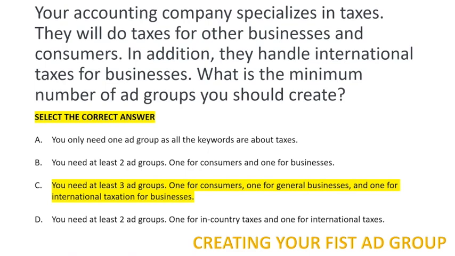Your accounting company specializes in taxes. They will do taxes for other businesses and consumers. In addition, they handle international taxes for businesses. What is the minimum number of ad groups you should create? A. You need at least 3 ad groups. 1 for consumers, 1 for general businesses, and 1 for international taxation for businesses.